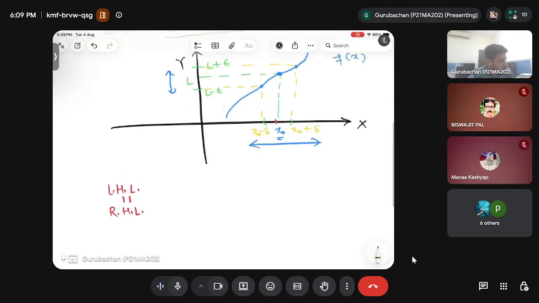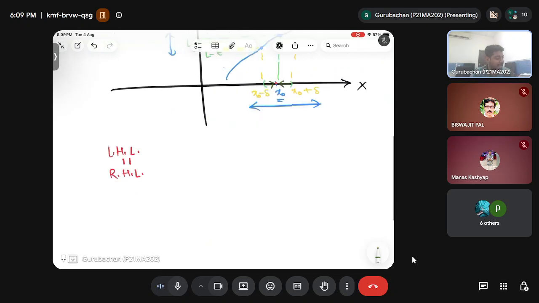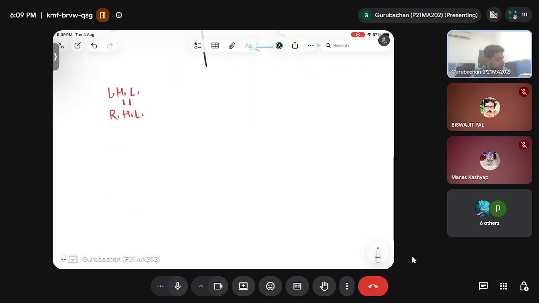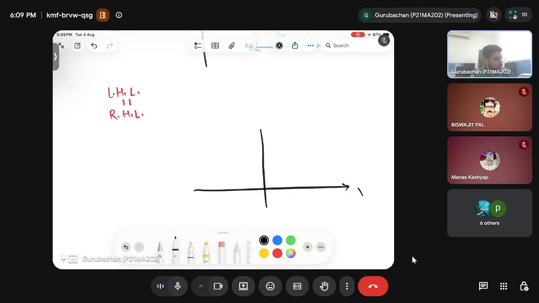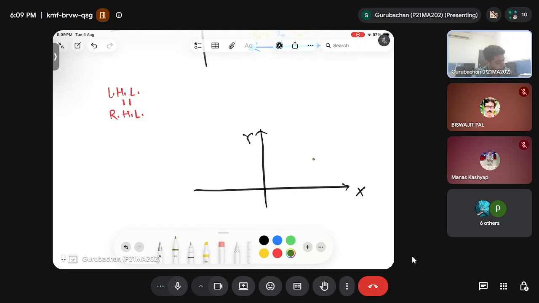Let me explain it. Here, you can approach x naught from the left hand side or from the right hand side. There are only two ways. But when you talk about any point x naught, y naught in 2D, suppose this is your xy plane and the point x naught, y naught is here.